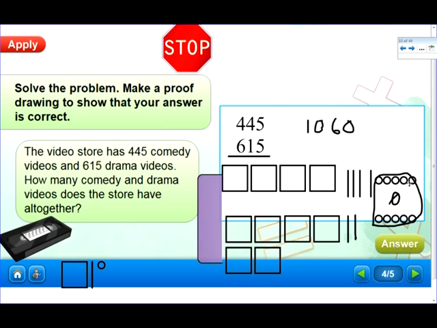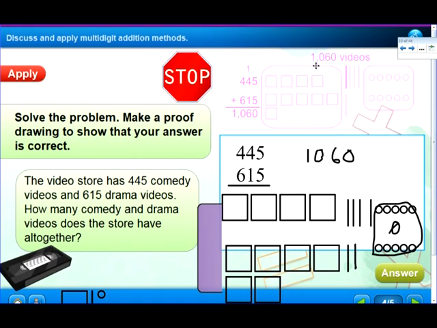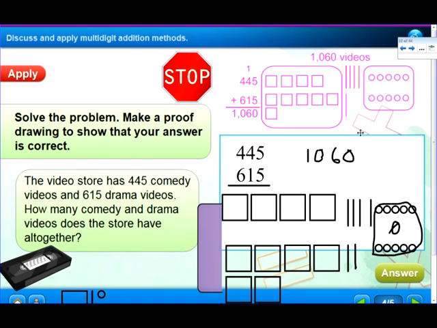Now let's check our answer. If we check, we have 1,060 videos. So to finish it off, I need to put videos, and I also need to put a comma. Looking well. Let's do problem solving, and we're just about done for tonight.